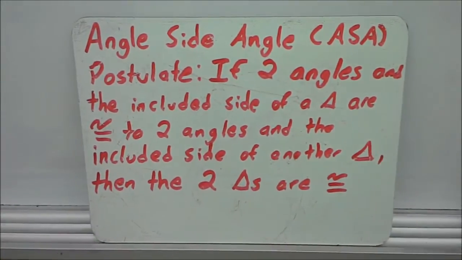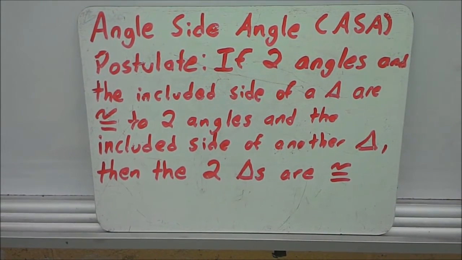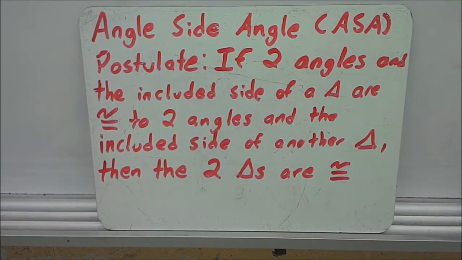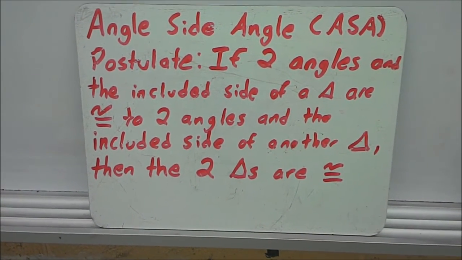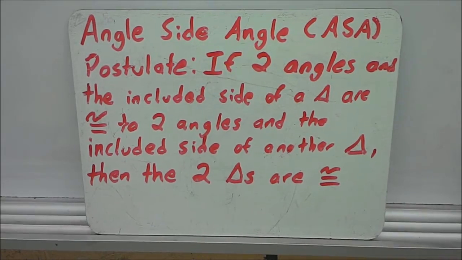Next one would be angle, side, angle. It states if two angles and the included side of a triangle are congruent to two angles and the included side of another triangle, then the two triangles are congruent.